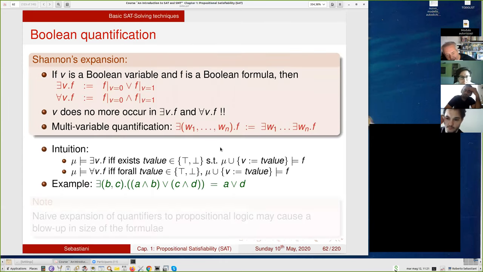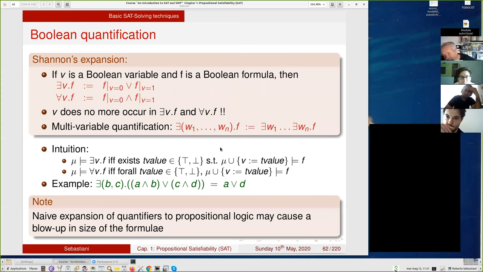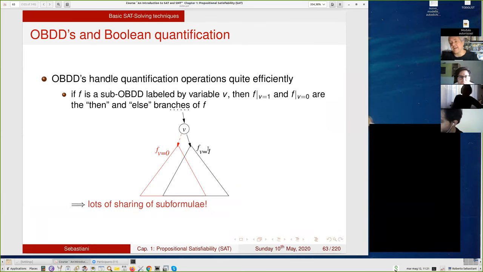Another important factor, which is not as important in this course, but may be important in formal methods, is that OBDDs are very good for quantification. Quantification is substantially equivalent to the Shannon expansion. So exists v. F is the same as F in which v is simplified to zero, or F in which v is simplified to one, and vice versa. OBDDs are very good at handling quantification, and the reason is that they are very good at sharing the common subparts of the problem.